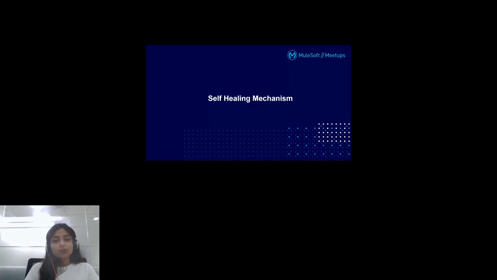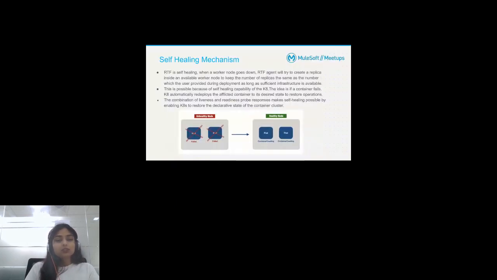Coming to the first topic of today's meetup, which is the self-healing mechanism. Many of you have used the different deployment models in MuleSoft, for example CloudHub, on-prem, and then RTF. You will be familiar with the fact that with on-prem, if sometimes the server goes down and you want to get back to your desired state, you need to manually provision that. But that's not the case with RTF.